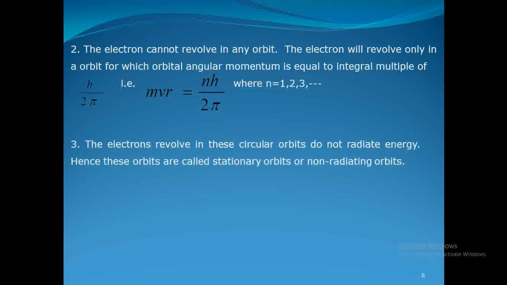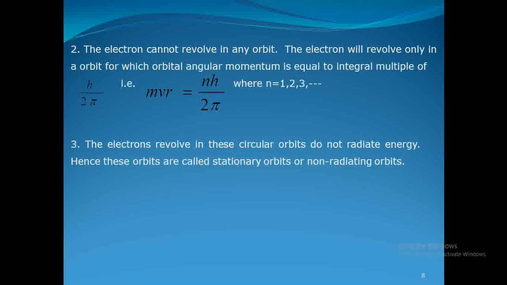And the next postulate is about the electrons which are revolving in these orbits. Remember, what are these orbits? Come back to your second postulate. If the condition for the orbital angular momentum is equal to the integral multiples of h divided by 2 pi, then only that particular electron will be revolving in that particular orbit. The electron which is revolving in that orbit does not radiate any energy, right? Hence these orbits are called stationary orbits, or non-radiating orbits.